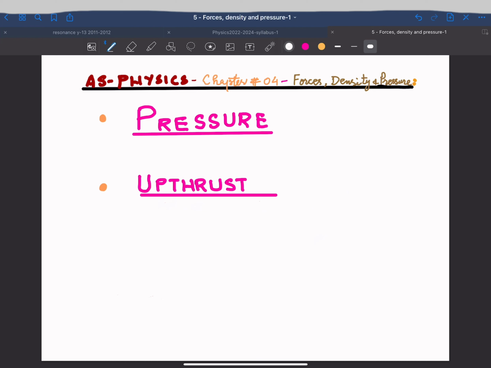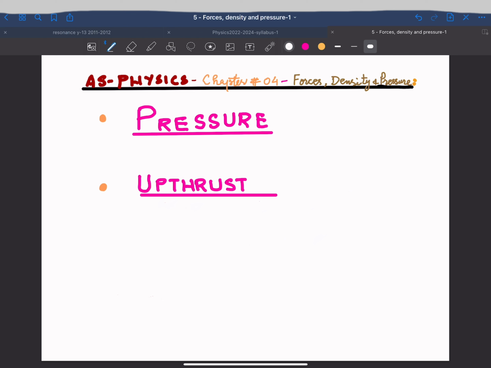Dear students, here we are, AS Physics, Chapter 4, Forces, Density and Pressure. We have actually discussed earlier two lectures based on forces, density and pressure, in which we have already discussed the situation of torque and moment and all these things. Today we are going to discuss the last two topics, pressure and upthrust.